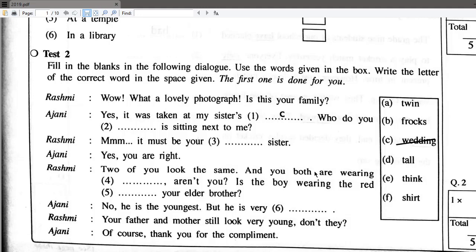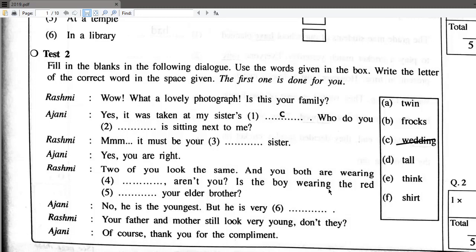And you both are wearing what? What does it mean? You both are wearing frocks. Can you say shirt? No, why? There are two or three reasons. The first reason is they are speaking about something plural. So it should be frocks. Two people can't wear a shirt, logically, isn't it? So it should be something plural. So you can say frocks.